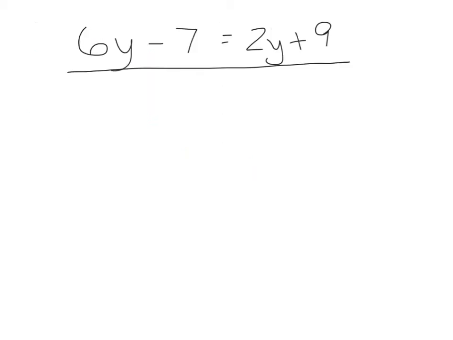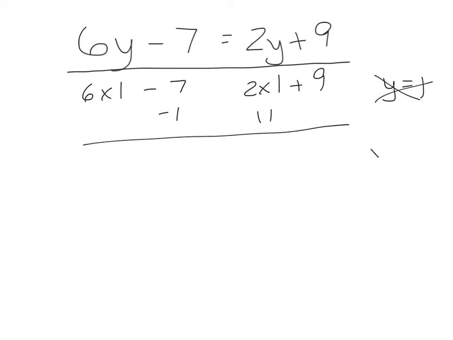Another method would have been trial and error. If I try making y equal 1, then 6 times 1 over here would have been 6, and 6 minus 7 would have given me negative 1. And if I took 1 over here, 2 times 1 was 2, plus 9 would give me 11. Negative 1 and 11 are not equal, so y equals 1 doesn't work.